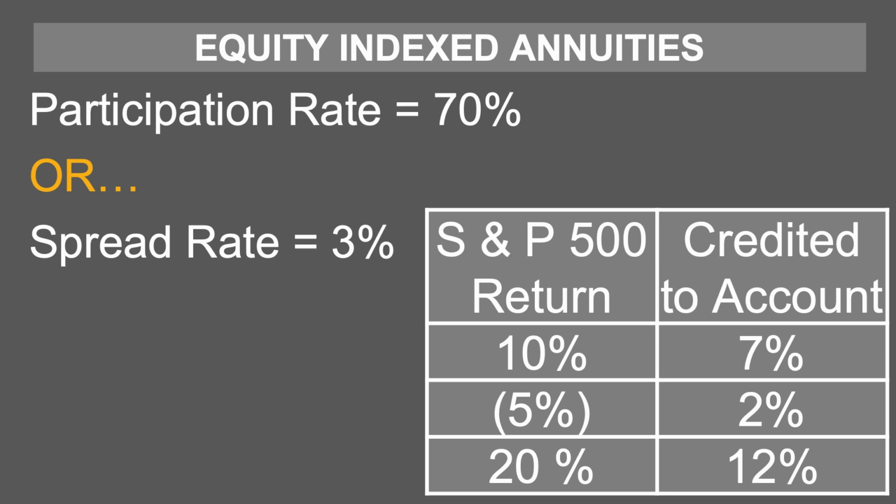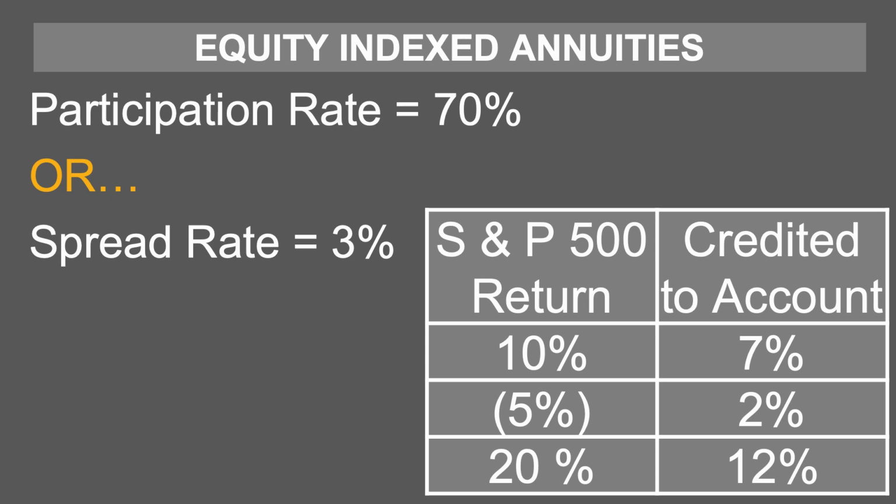And here on the slide, we have a couple of examples of the return of the S&P 500. If the S&P 500 returned 10%, with a 70% participation rate, the investor would expect the value of their account to increase by 7%. 70% of 10% is 7%. That's how we determine how much the investor's separate account or portfolio or contract would appreciate. Now, if the market had a bad year, and the S&P 500 was down 5%, well, the investor would expect to receive that minimum guaranteed rate of 2%.